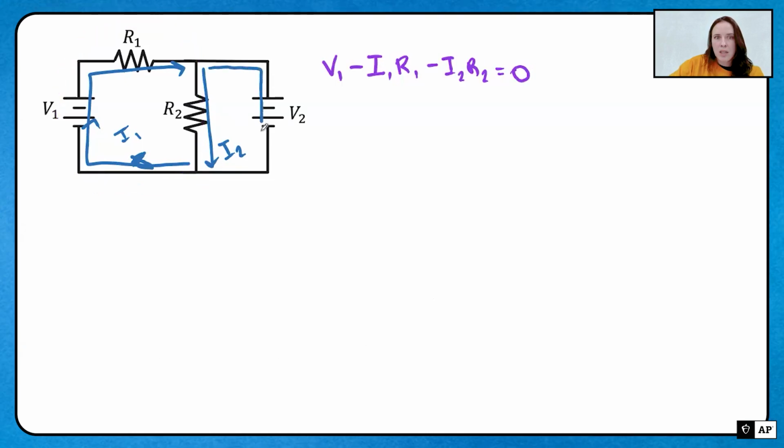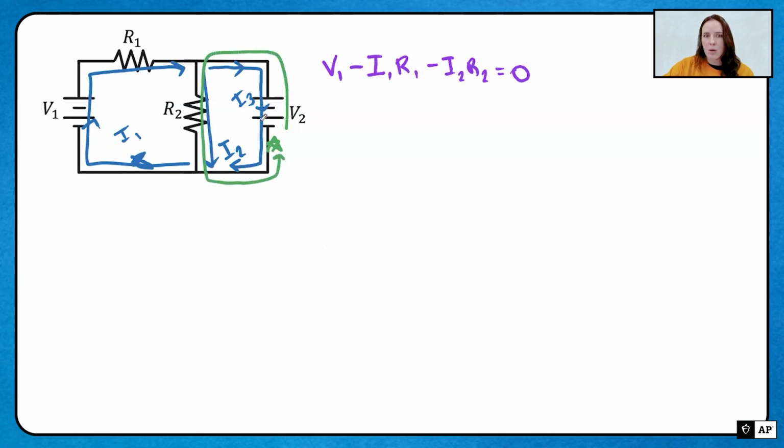All right, I'm going to sketch I3 back in again. So there was our I3. And now this time, let's follow this right loop. So that right loop, we started here and we went this way around our loop. So let's write that one out. So we start here and we get boosted by battery 2 because we're going from negative to positive. So it's going to be a plus V2.